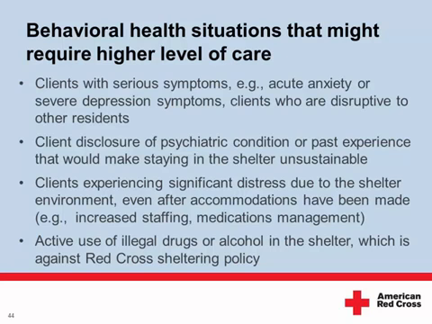So what are some behavioral health conditions that might require a higher level of care? These could include clients with serious symptoms, so acute anxiety or severe depression, or clients who are disruptive to other residents. You may have a client who makes a disclosure of a psychiatric condition or a past experience that would make staying in the shelter unsustainable. You may have clients who are experiencing significant distress due to the shelter environment, even after accommodations have been made.